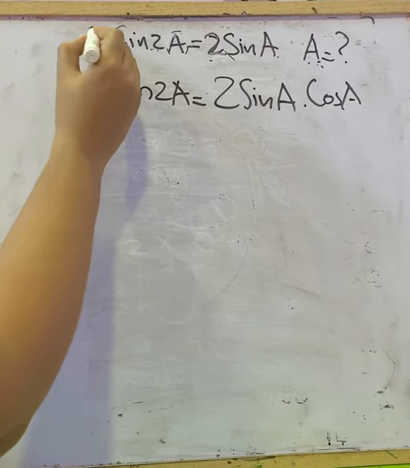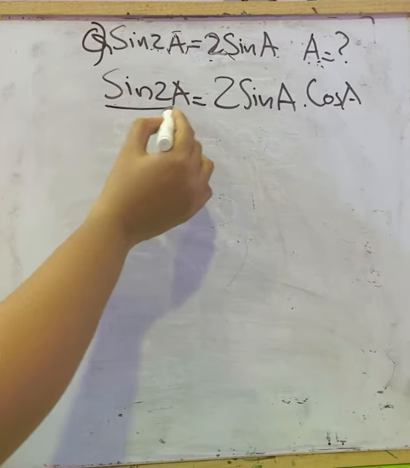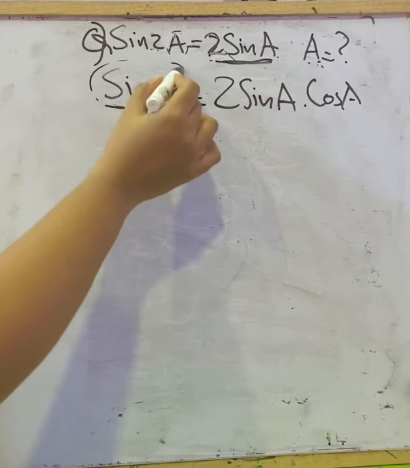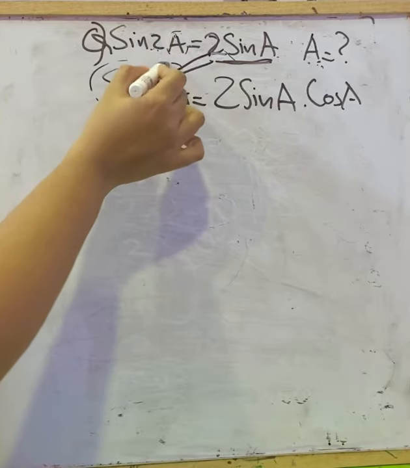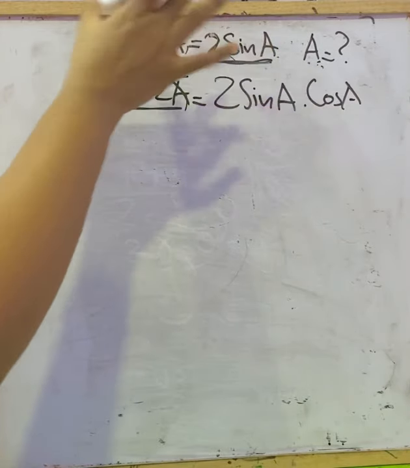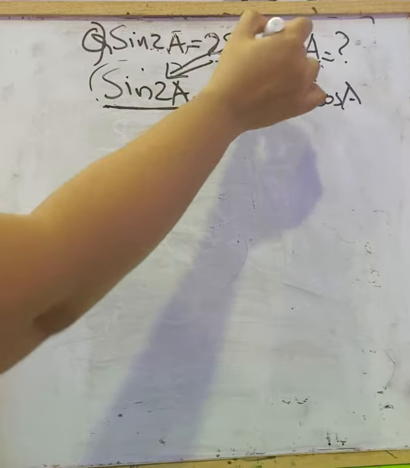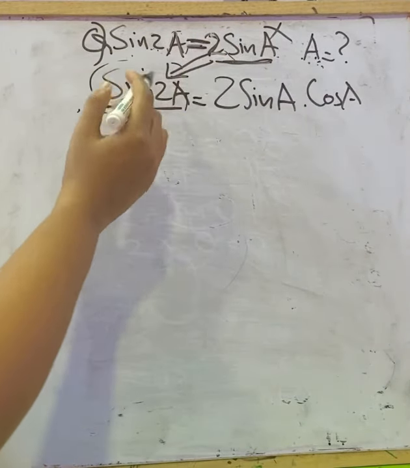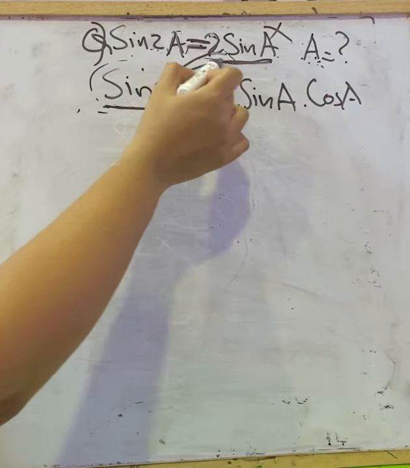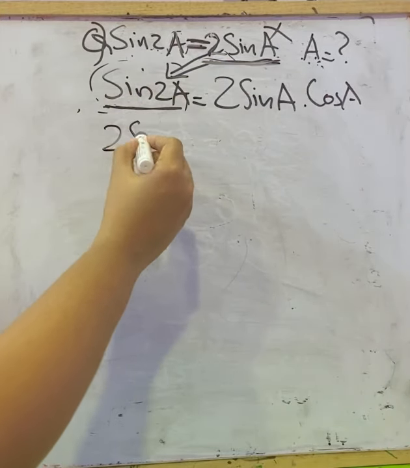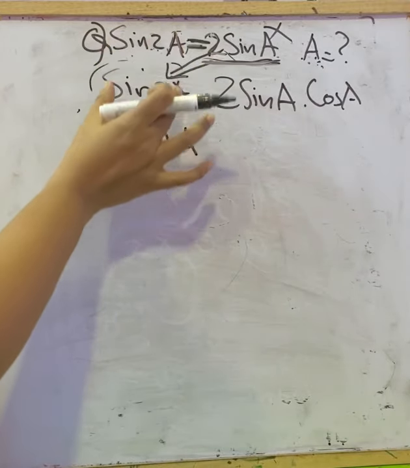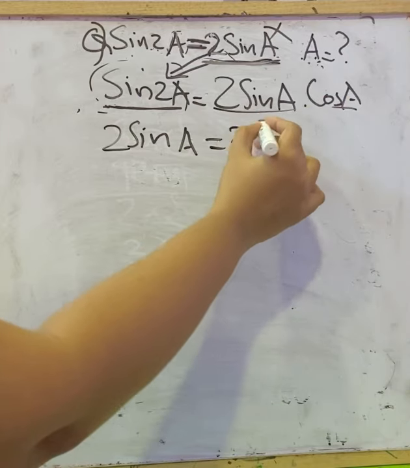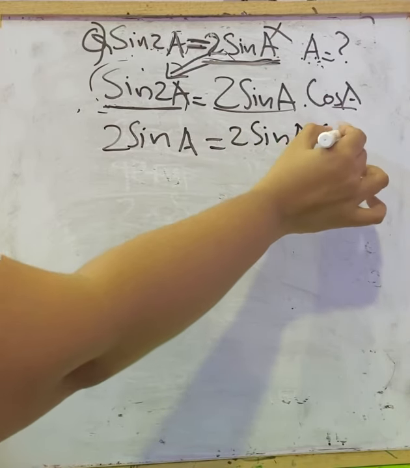Now, in the question, we have another value for sine 2a, that is 2 sine a. So, instead of this part, we are substituting this value from the question. This is not actually the formula. This is the question. We are substituting the question part here. For sine 2a, we are going to write this question part, 2 sine a. 2 sine a is equal to, this is the formula. Write it down. 2 sine a into cos a.